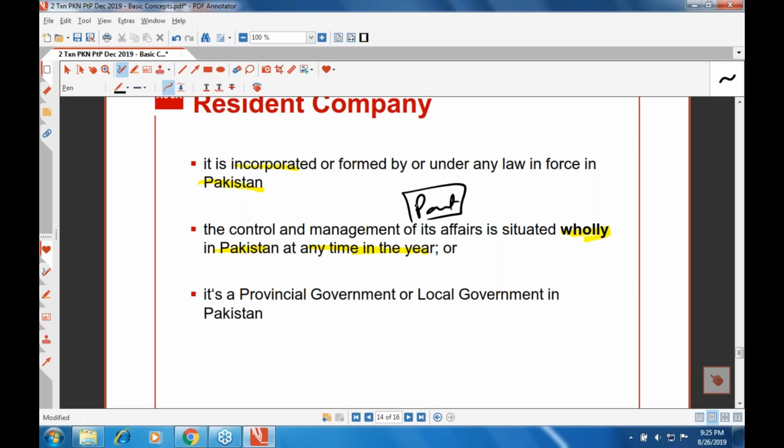In order to be a resident company, you need to have your affairs situated in Pakistan wholly during any time of the tax year. It's not necessary that you have your affairs in Pakistan for the whole year, but for any time in the tax year, it has to be in Pakistan. Or if you are a provincial government or a local government in Pakistan, then you'll still be considered as a resident.